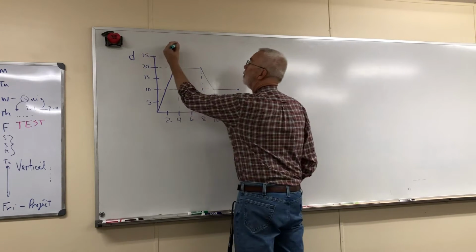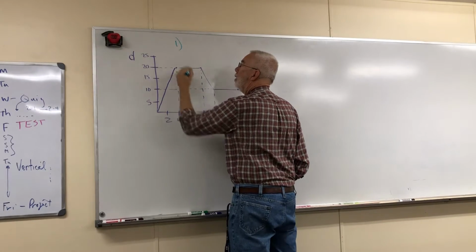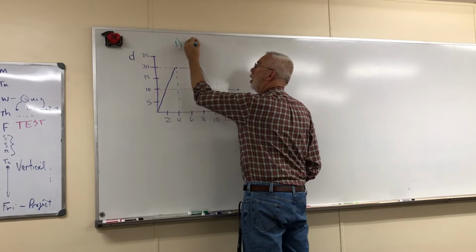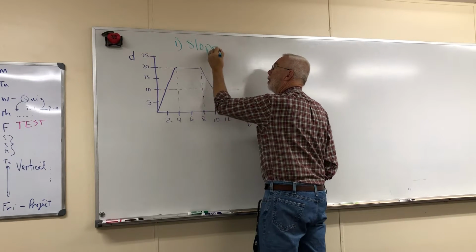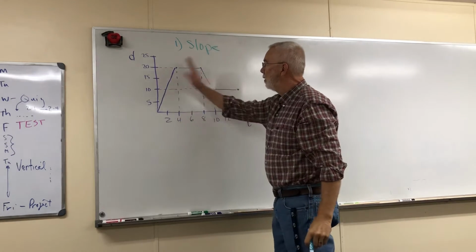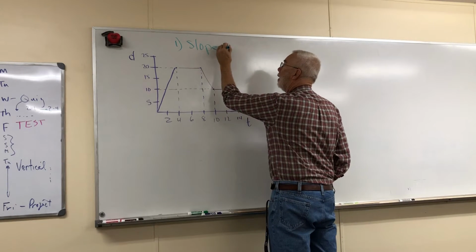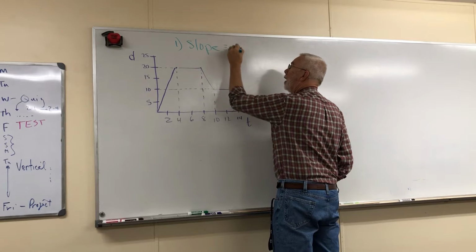Number one, I'll put that right here. Number one, we want to figure out what the slope is going to be for the various line segments that are on the graph. The slope is going to give us the velocity.